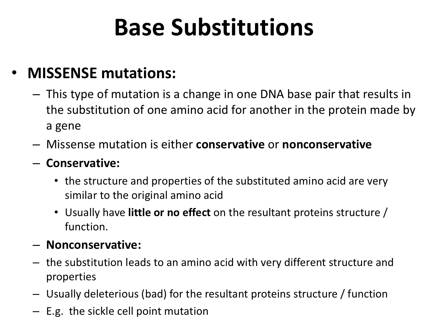In case of missense mutation, this type of mutation is a change in one DNA base pair that results in the substitution of one amino acid for another in the protein made by a gene. Okay, missense mutation is either conservative or not conservative. In case of conservative missense mutation, the structure and properties of the substituted amino acid are very similar to the original amino acid. Usually it has little or no effect on the resultant protein structure or function. That is why it is called conservative.